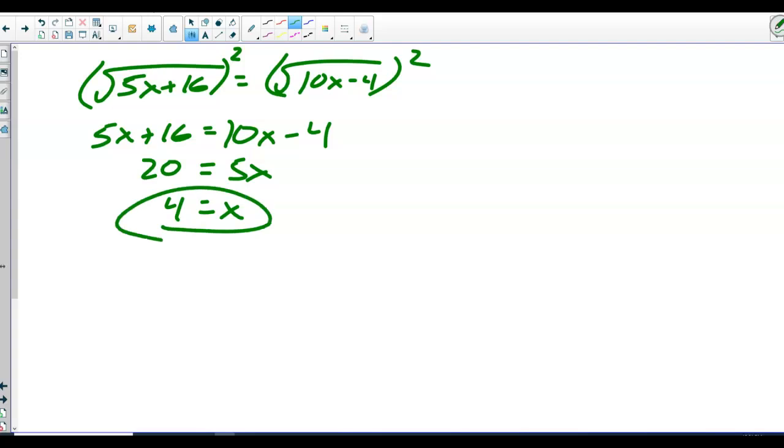We get 36 here, the square root of 36 is 6. Here we get 36 under the radical, the square root of 36 is 6. We're good.